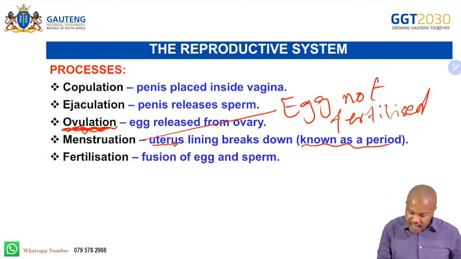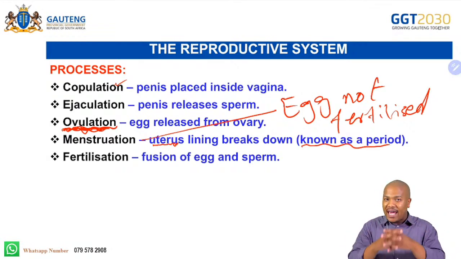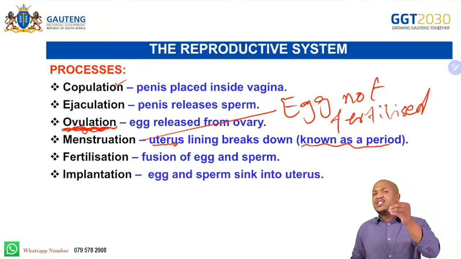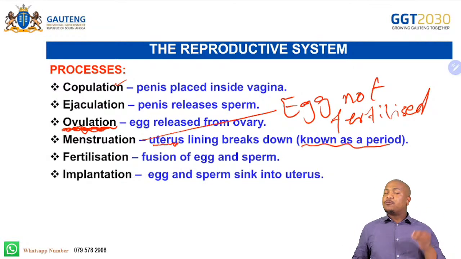So we therefore say the processes are copulation, ejaculation, ovulation, menstruation, which happens only if the egg is not fertilized, and fertilization, which happens when the sperm cell fuses with the egg cell. Are we together? So another process now is implantation. After fertilization has taken place, when the sperm cell and the egg cell have fused together to become one cell, we therefore say a baby is formed, right?